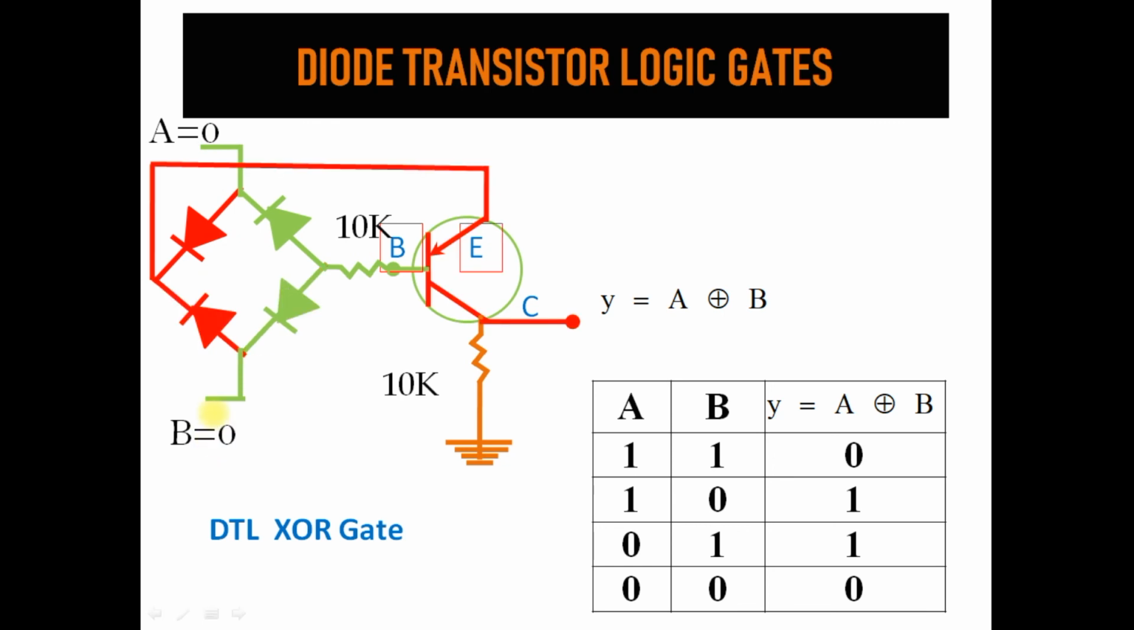Similarly, if B is equal to 0 and A is equal to 0, these two diodes are in reverse bias, then there is no flow of current or voltage to this one, the output is 0.